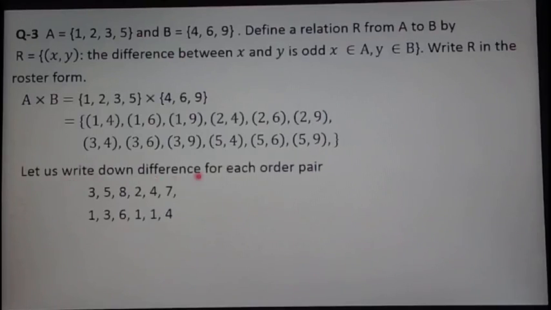Let us write down the difference for each ordered pair. For the first ordered pair (1,4), the difference is 3. For the second ordered pair, the difference is 5. Third ordered pair, the difference is 8. Then the difference is 2. Then the difference is 4. And for (2,9), the difference is 7. So for each ordered pair, I have noted down the difference.